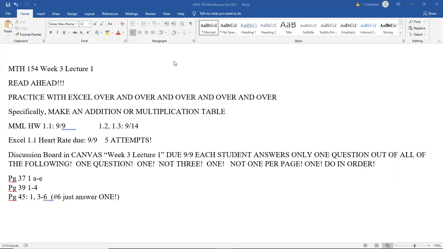Specifically, make an addition or multiplication table. I know we talked about this very briefly before, but that's going to relate to the 1.8 homework, the BMI file that will be assigned sooner than later. That'll be our third official Excel homework. So this addition or multiplication table is going to relate to that, but we'll get into that.